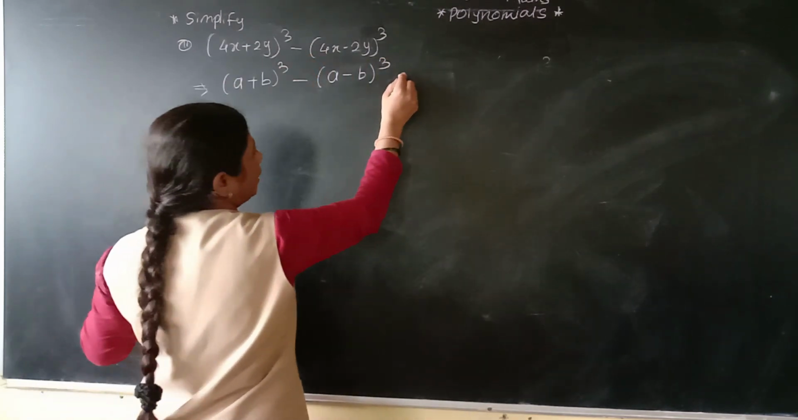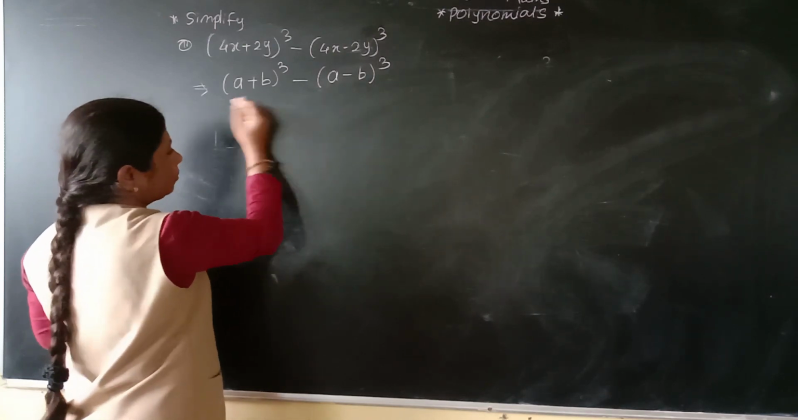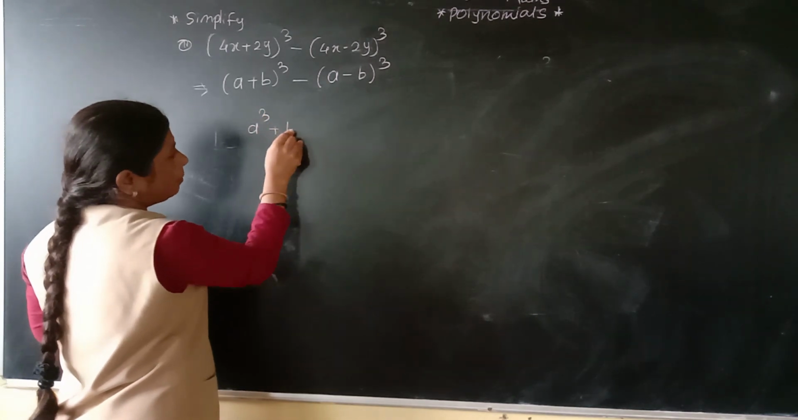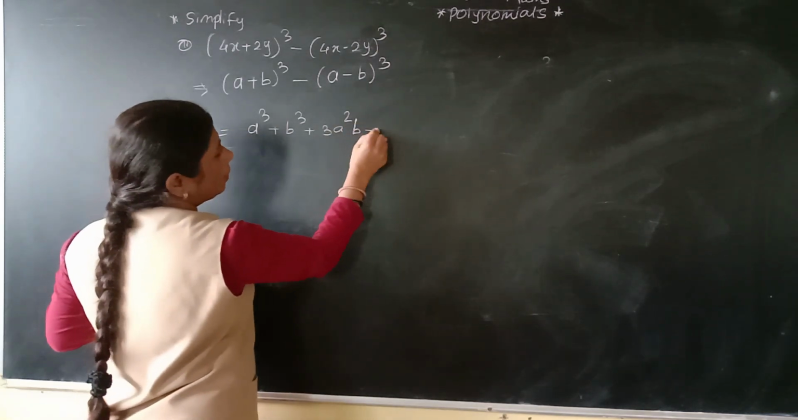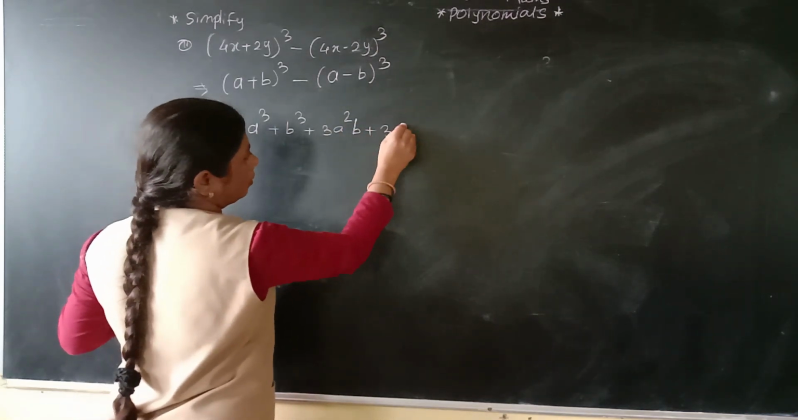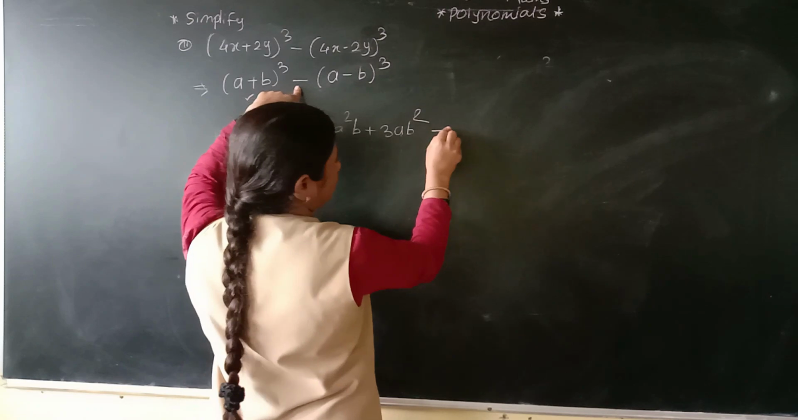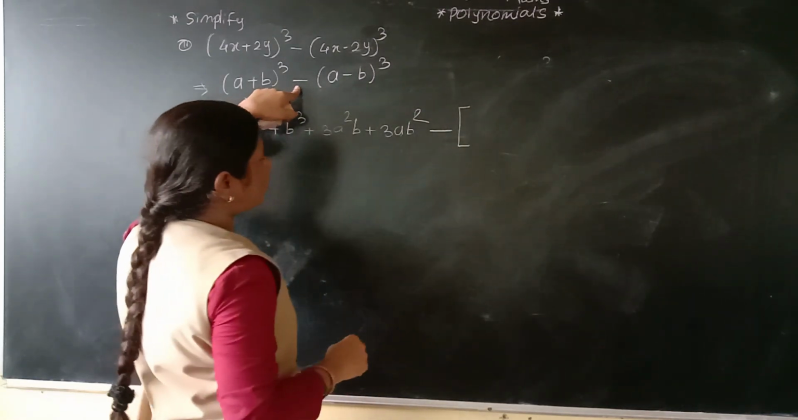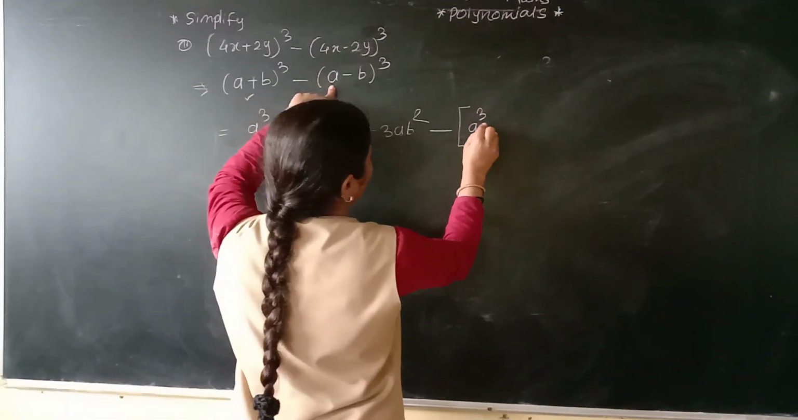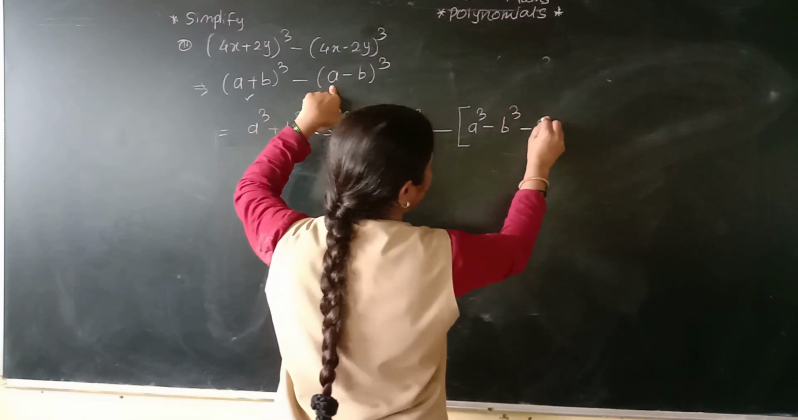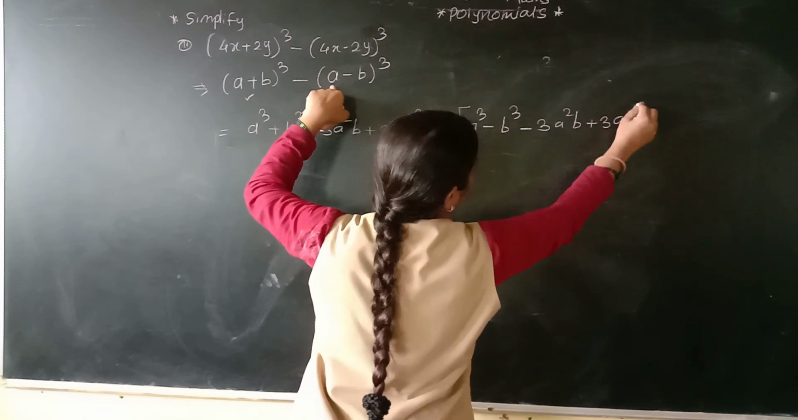Okay. So here we have to write the expansion of this. (a + b)^3 means what? a^3 + b^3 + 3a^2b + 3ab^2. Okay, this is the expansion of the identity (a + b)^3. Then the sign is minus. If there is a minus sign, we have to keep the bracket, because of this sign all the signs will get changed. Now (a - b)^3 means what? a^3 - b^3 - 3a^2b + 3ab^2.